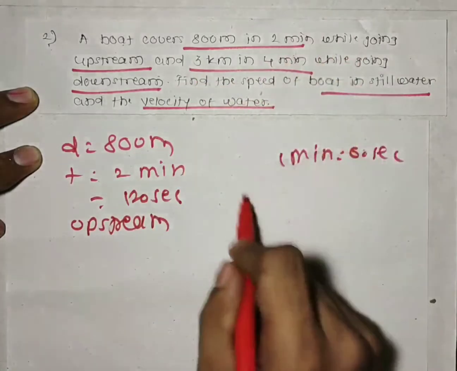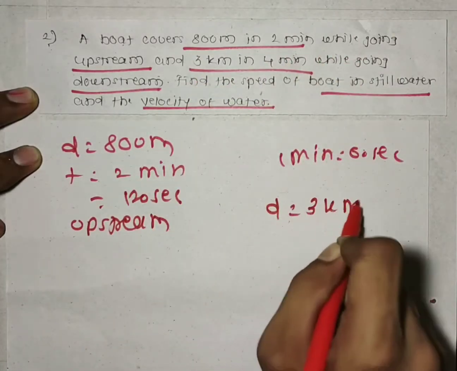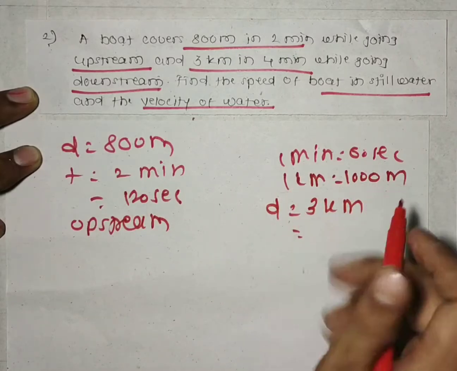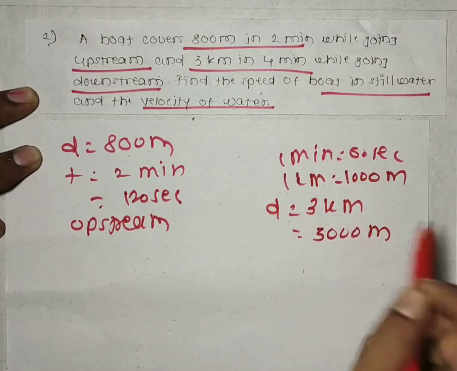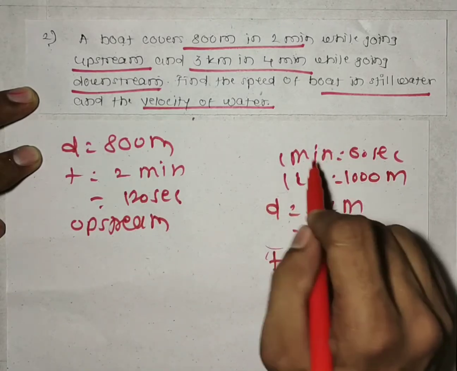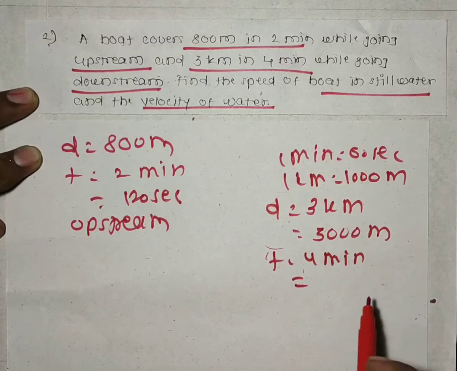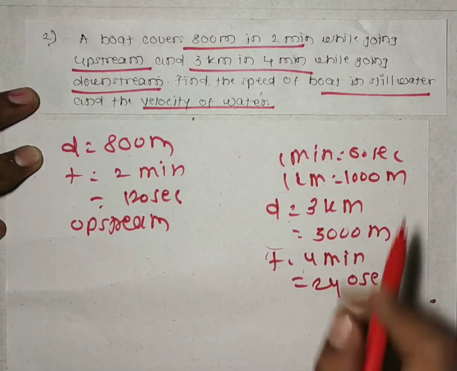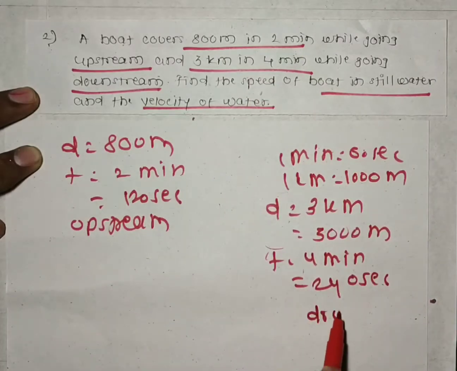And 3 km. Distance is equal to 3 km. As we know that 1 km means 1000 meters, that's why 3 km means 3000 meters in 4 minutes. Time is equal to 4 minutes. As we know 1 minute is 60 seconds, 6 4s are 24, so it is 240 seconds while going downstream. So this is the downstream case here.